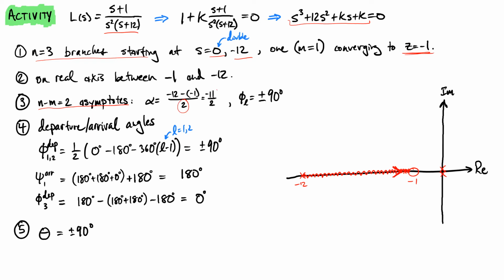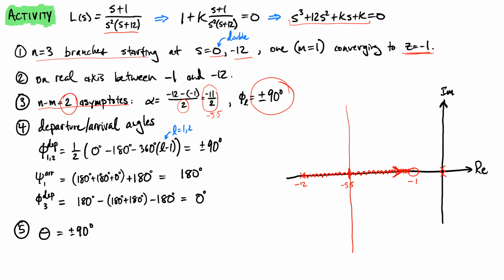And so that gives us minus 11 halves, or minus 5.5. And so that means our asymptotes are going to be centered somewhere around this value, which is minus 5.5. And then the question is, what are the angles? The angles, again, as soon as you see this 2, you're going to be able to calculate out these angles very quickly. So again, with n minus m is 2, we just get plus and minus 90. So our asymptote looks like this.